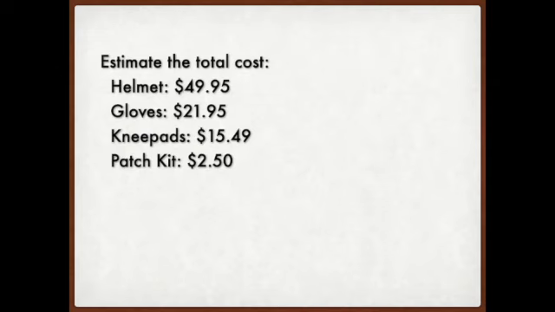Okay, so the helmet should be $50. The gloves, we're rounding down to 20. The knee pads, we're rounding up to 20, because the 5 is 5 or greater. That rounds the 1 up to a 2. And then the patch kit rounds up to a 3. So now I have 50 plus 20 plus 20 plus 3, which is $93.